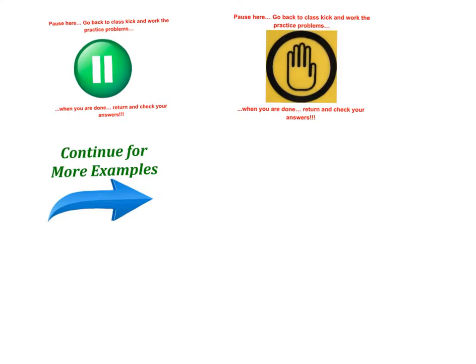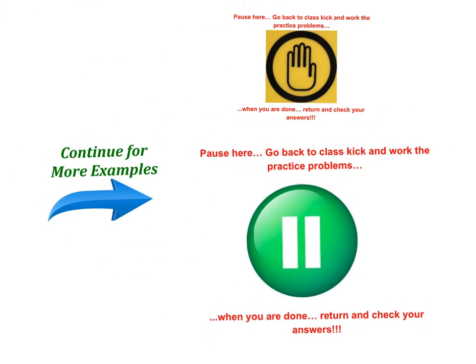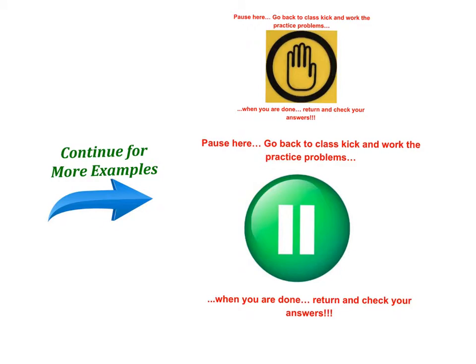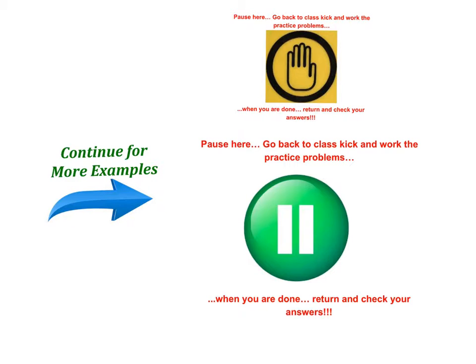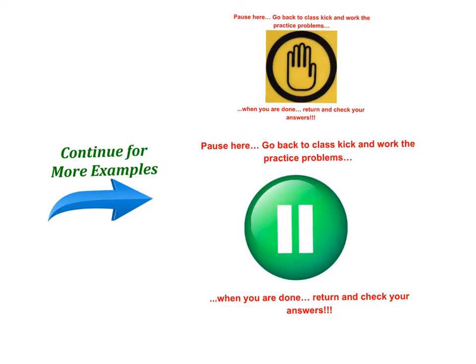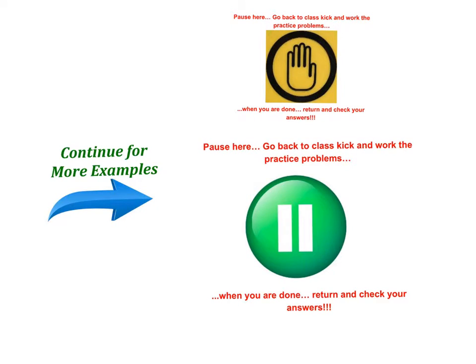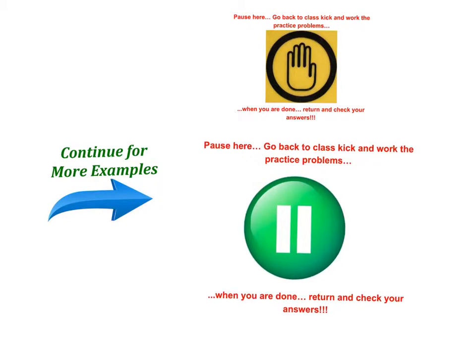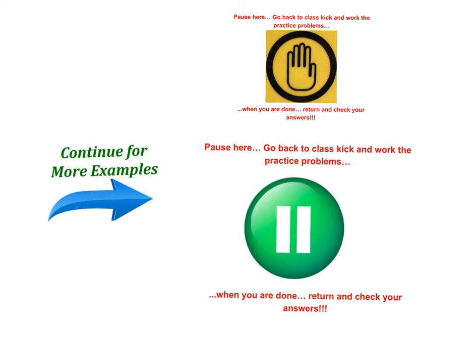A couple things you'll see as you're working. You will see me use pause buttons like this. It says pause, go back to Class Kick, and work the practice problems. So you'll see me work an example straight out of your book. And then I'll say, okay, pause. And then you're going to go into Class Kick, and you're going to try to work the example that's actually in your book. It's like the quick check, they're called. When you're done, then you come back to the video, and you press play again, and you watch me work that one to make sure you got it right.